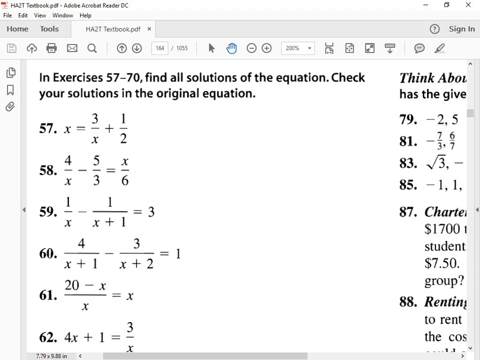So, which one you guys want to do first? 57 or 60? 60.